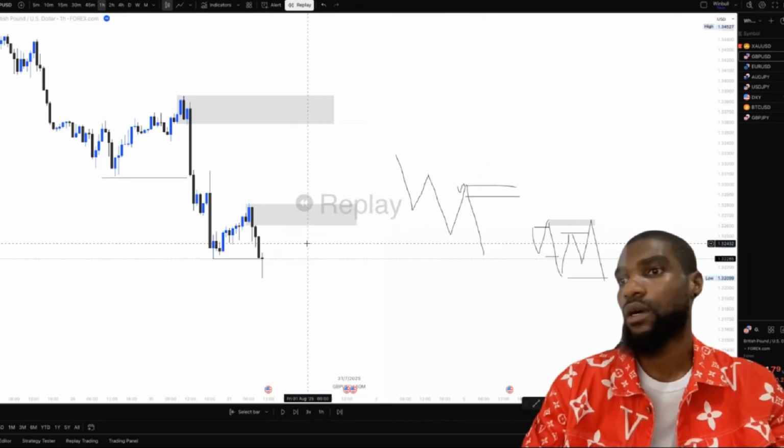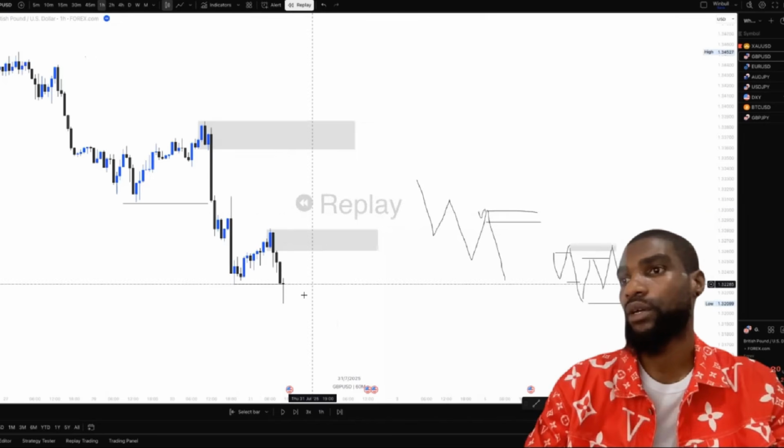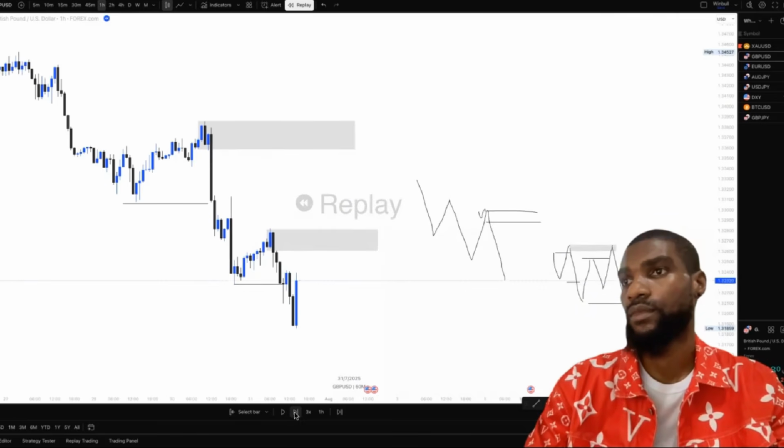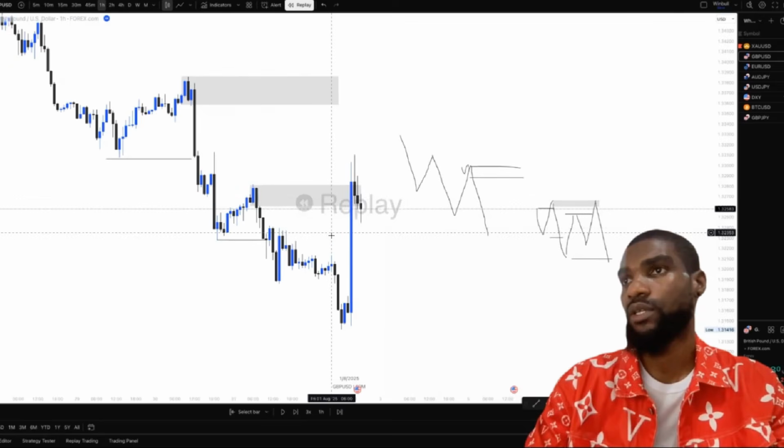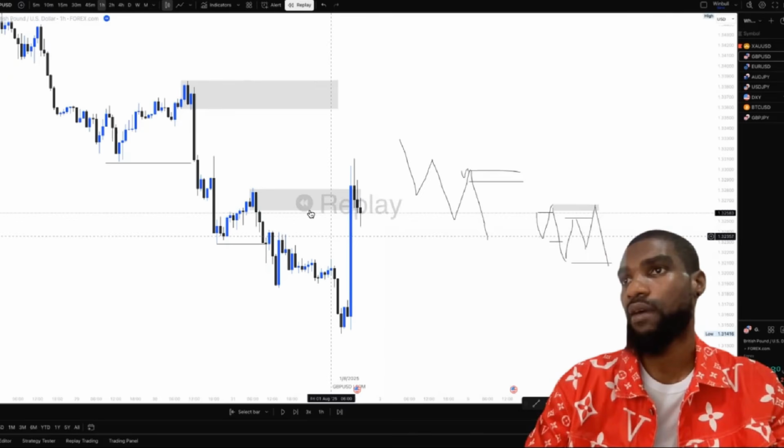So let's play this chart now and see what we are going to get. Okay, mind you, for me, I'm not going to use this as my supply zone. Okay, so now we have this area here.